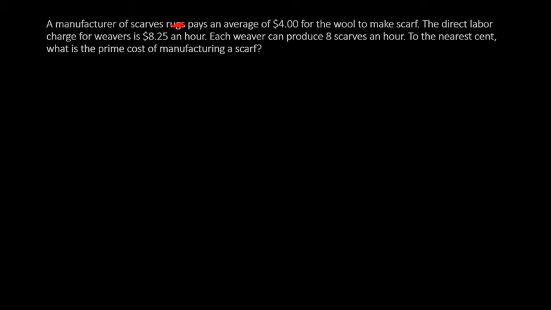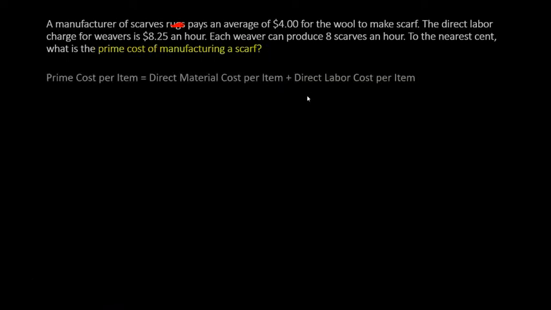Okay. So we've been given information about wages and we've been given information about materials. And again, we're being asked, what is the prime cost of manufacturing a scarf? Remember, prime cost, as we learned in our last slide, is just when we take material cost per item plus direct labor cost per item. Now they have told us outright that the direct material cost per item is $4. They said they pay an average of $4 for the wool to make each scarf.